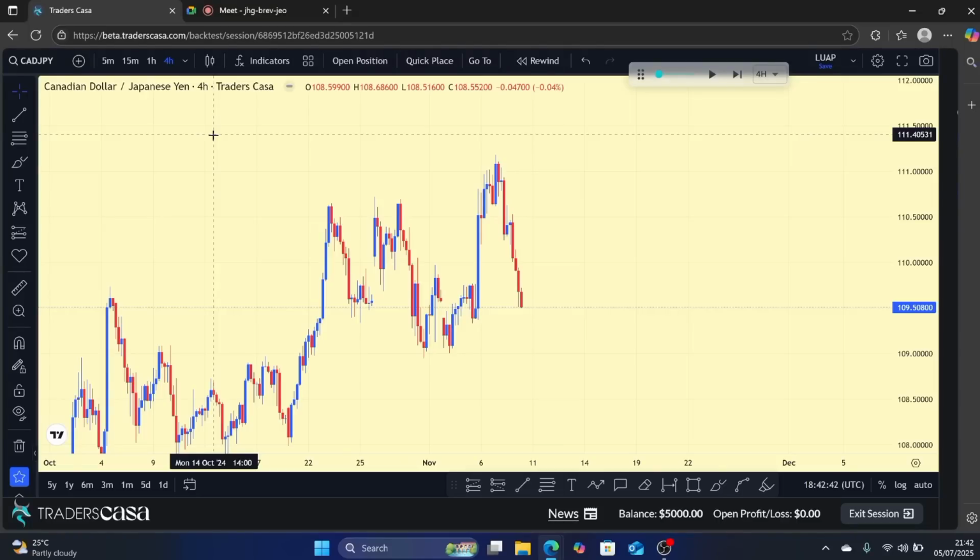This is CAD JPY, Canadian dollar, Japanese yen, and it's the 4-hour time frame. I'll be using the 4-hour time frame, and you can clearly see the date here. It's November 2024, 8th November 2024, and that's where I'll be starting to mark market structure.